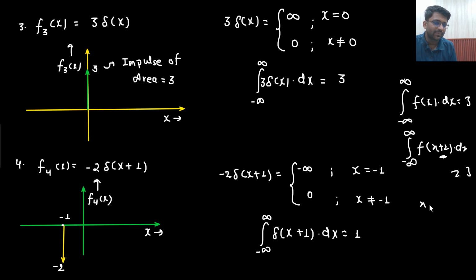Let's keep x plus 2 as t. Then dx would be equal to dt. So, f of t dt. And how would the limits go? If x is minus infinity, then t will also be minus infinity.